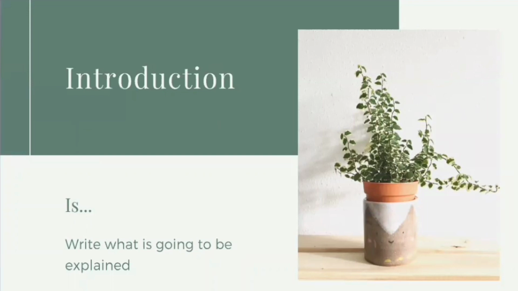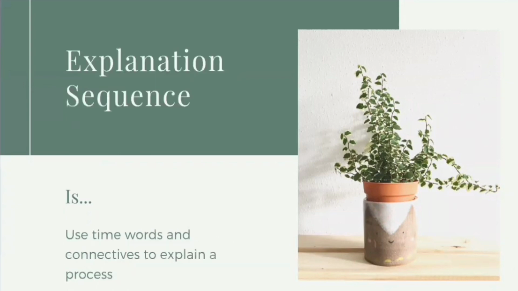The text organizer of this text: the first is introduction, the second is explanation sequence, and the last is concluding statement. For the introduction, write what is going to be explained. It may include a description, questions, or a brief description. So the introduction is still general when you write the explanation text.